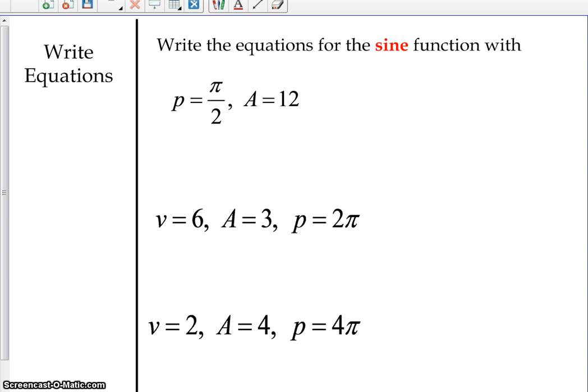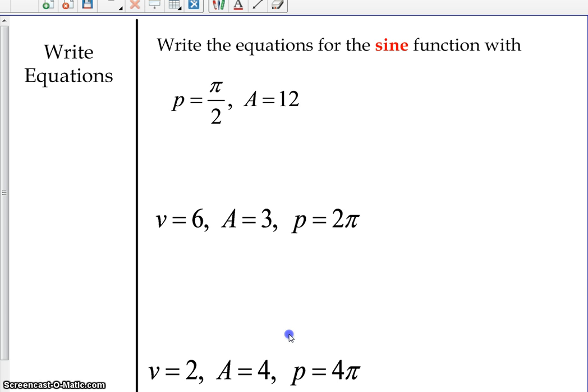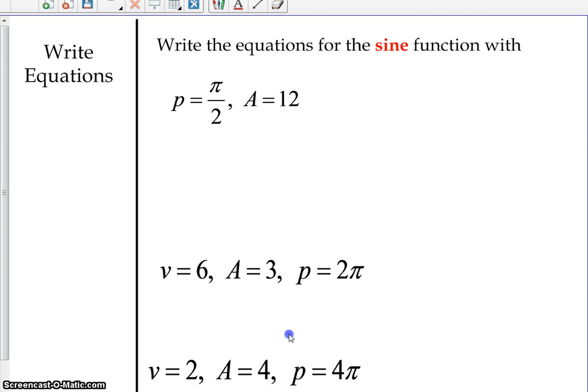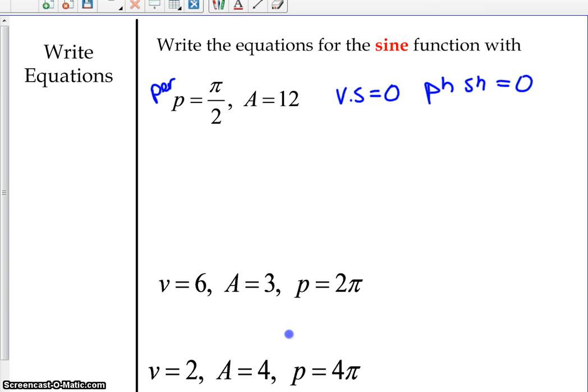Sometimes we're not given all four. So in our first example here, we're going to be given two of the four. If you remember, this P stands for my period, and A is for my amplitude. We can assume that our vertical shift is 0, and we can assume that our phase shift is also 0, because they don't give it to us. They basically indicate that there's none.